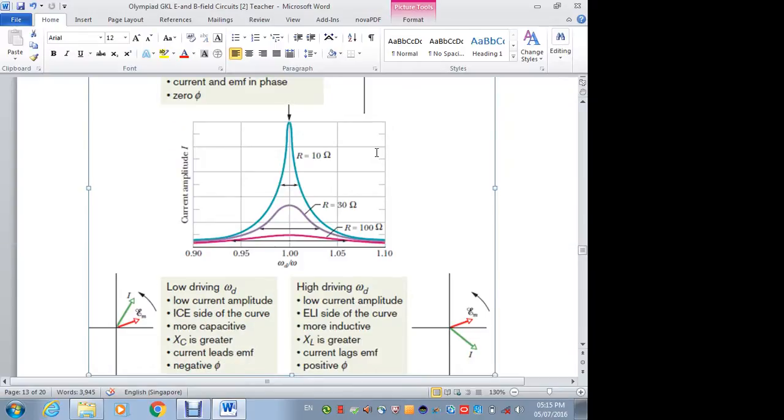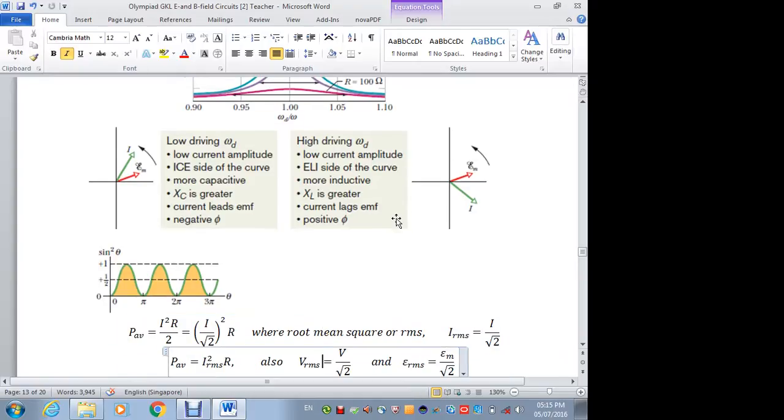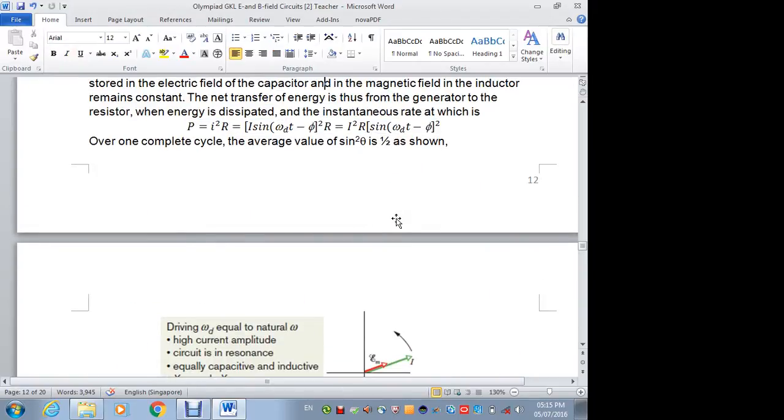So yeah, this is for resonance. You can have a resonance graph plotted against omega d over omega. You can see that when omega d over omega, the natural frequency, is equal, you get 1. At 1, you will get the largest value for the current amplitude. But it also depends on resistance. So the average power will be I squared R over 2, because the sine square term will be half.